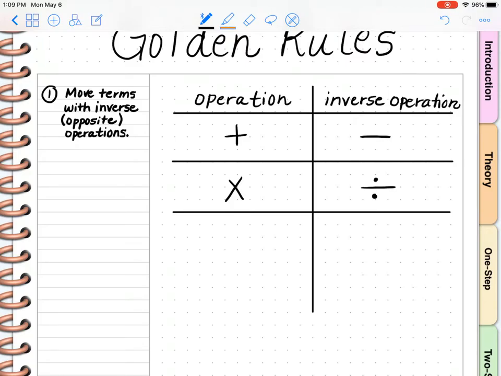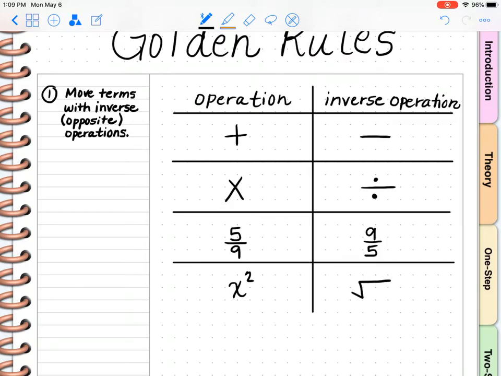If the operation involves a fraction, the inverse of that is the reciprocal. So the opposite of 5/9 is 9/5. And you will see that a lot in one of the video sets. If the operation is x squared, or any number to the second power, the inverse of that is the square root. And you saw that definitely in the calculator section.